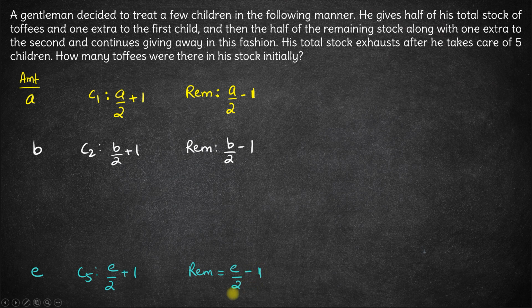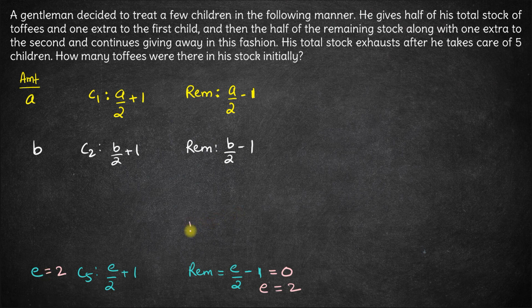Right? And now it is given to us that at the end he is left with no chocolates, right? If he is left with no chocolates, that means E by 2 is equal to 1, E is equal to 2. So before the 5th child, he had 2 chocolates.